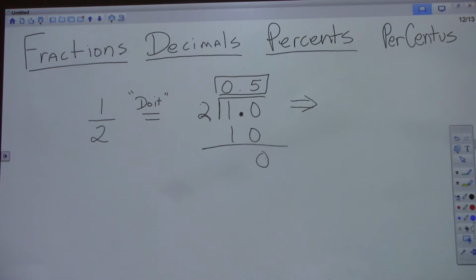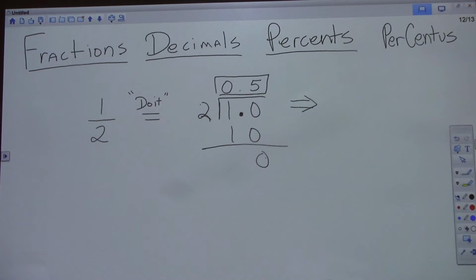Centus is Latin. What does centus mean? Percent? Nope. 100. Centus. Centipede. Century. Cent. Like 1 cent. There's 100 cents in a dollar. What else starts with C-E-N-T? Century. Centimeter. Good. Anything having C-E-N-T in it means 100.